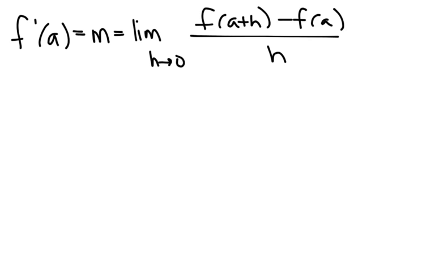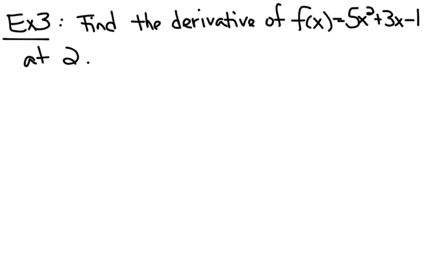Finding the slope of a tangent line has another name. It's called finding the derivative of the function. So we're going to do another problem where we use this. In problem 3, let's find the derivative of f of x equals 5x squared plus 3x minus 1 at x equals 2. Or at 2, I should say. So that means a is 2.